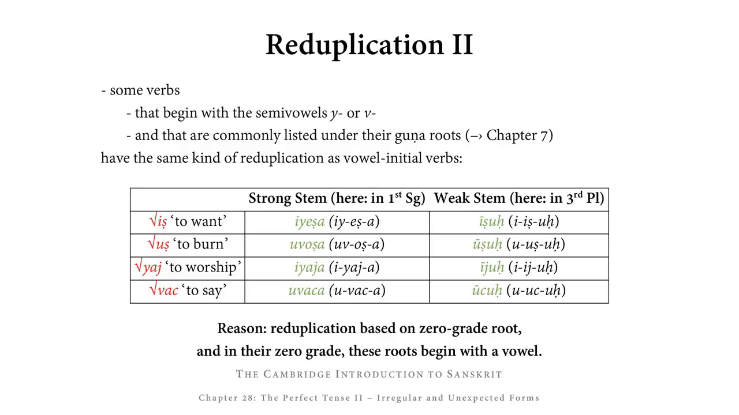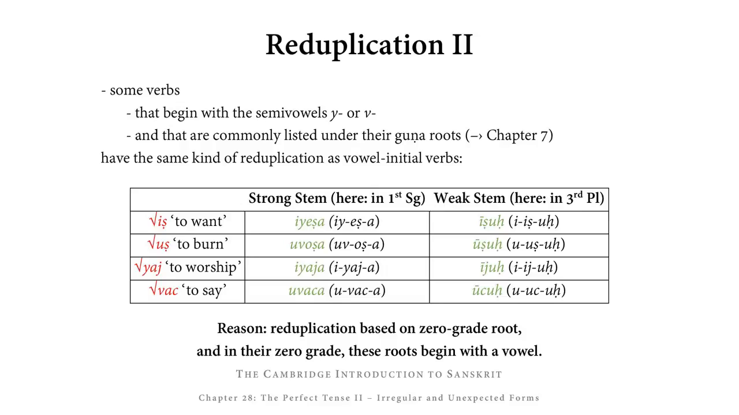On the basis of yaj, we get ij, because if you take the a out of yaj, you're left with yij, which through internal sandhi appears as ij. And if you take vach and remove the guna a, then you're left with vuch, which through internal sandhi appears as uch. So we have the zero grades ij and uch.